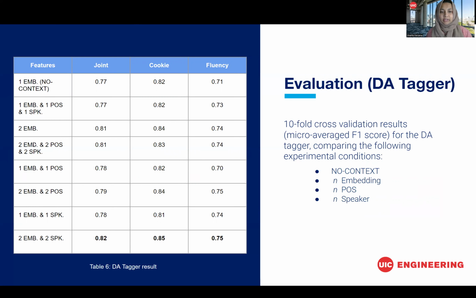For evaluation, we have used tenfold cross validation, and we have generated the micro-average F1 score. In this table, we can see that our context-based condition, where we use current and previous utterance embedding and speaker information, has performed the best across all the different tasks, especially in the joint task. We got a 5% boost compared to our baseline model, which just uses the current utterance.